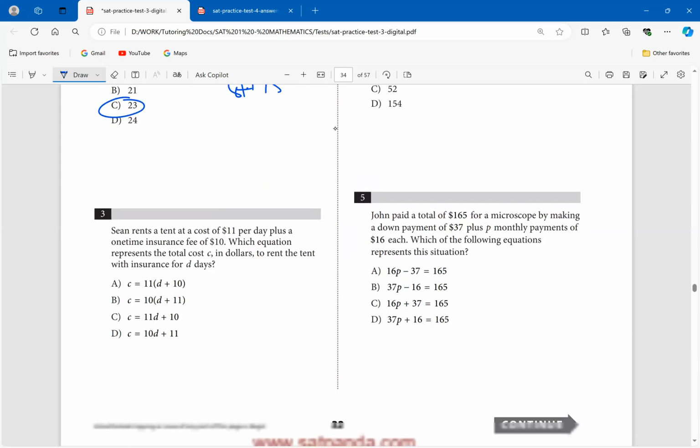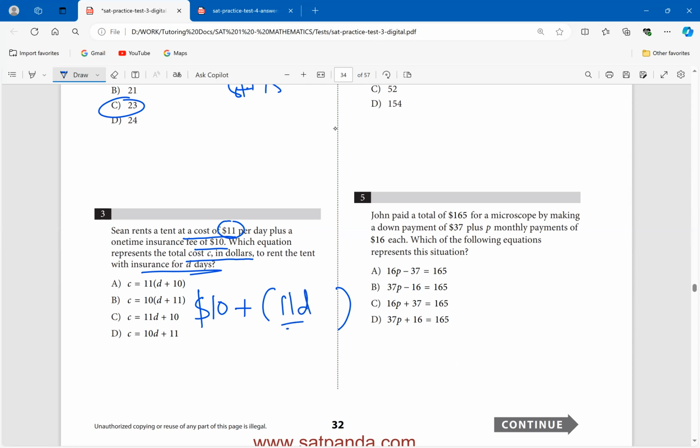Very simple. Now, Sean rents a tent at a cost of $11 per day, plus a one-time insurance fee of $10. Which equation represents the total cost C in dollars to rent the tent with insurance for D number of days? So now the person has to pay a one-time insurance of $10, which is a constant value. Now this constant value will be added to something that will give you a total cost of renting that tent at a cost of $11 per day.